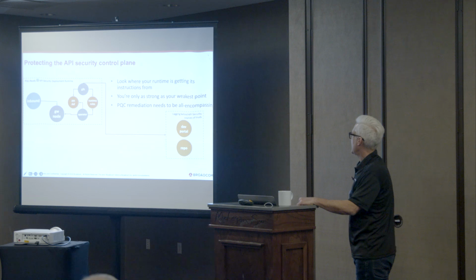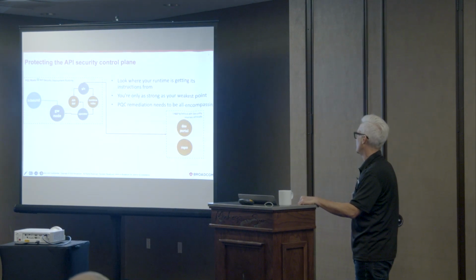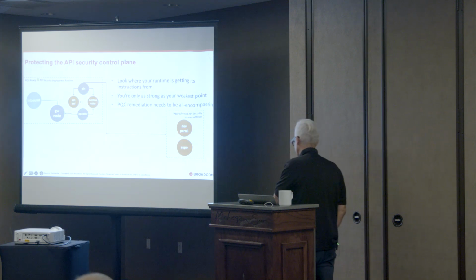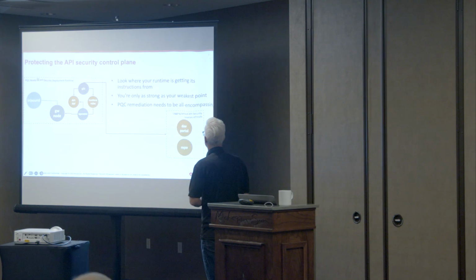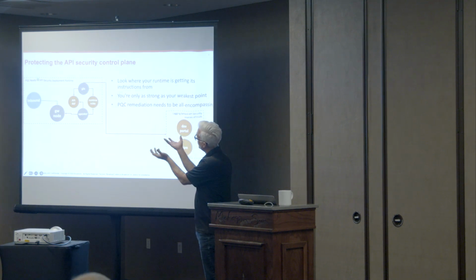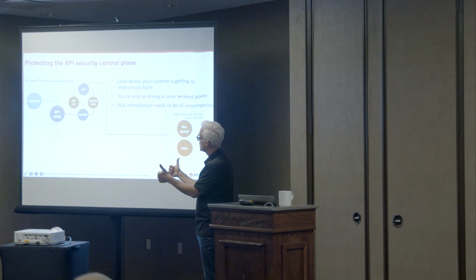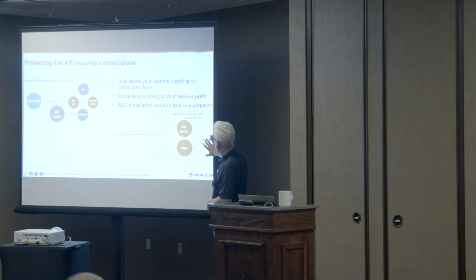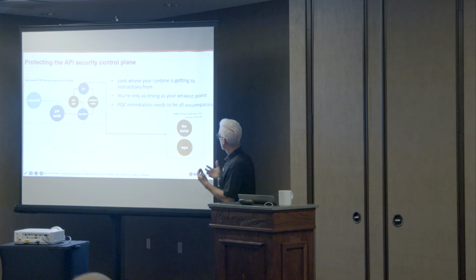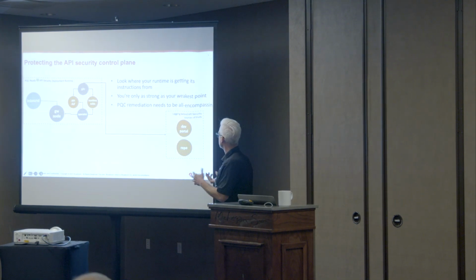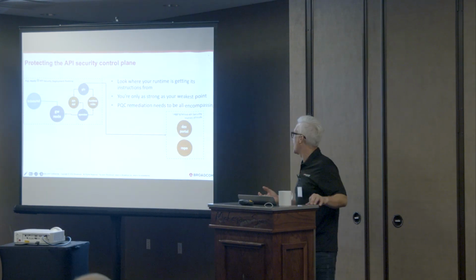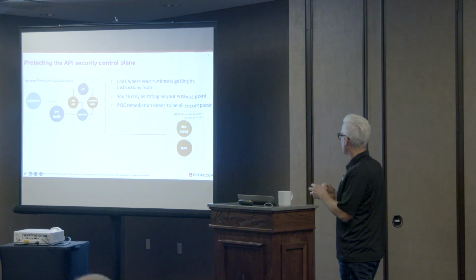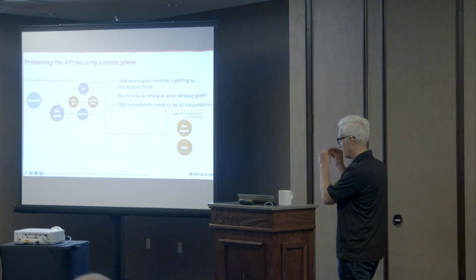So another use case is protecting the API security control plane. So remember that architecture, there's the runtime, and then there's the control plane, right? So imagine that on your API security runtime, you're PQC ready. You went through all the changes, you tested it, it's working, it's awesome. But maybe on one of the sources of truth, you're lagging behind, right? Maybe a portal or somewhere where you're storing this information is not quite there yet. You're really only as strong as your weakest point. And the point I want to make here is that PQC remediation needs to be all-encompassing. You can't fix it only in one place.